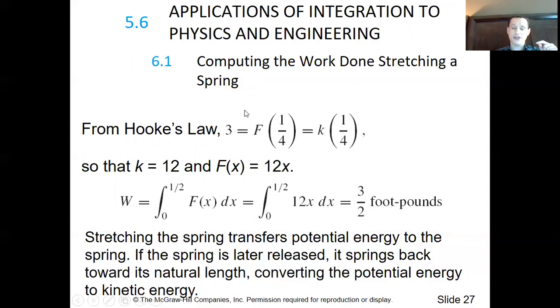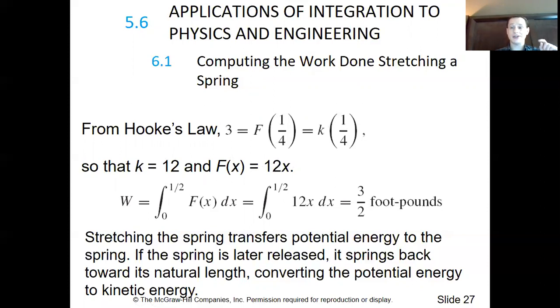So 3 is k times 1/4. That means you can solve for k. k is 12. Going back to Hooke's law, F is negative kx. See how they dropped the negative there? I would have included it, but again, potato, potato. So F is kx and k is 12, so F is 12x. So the work done, remember dW is F dx.